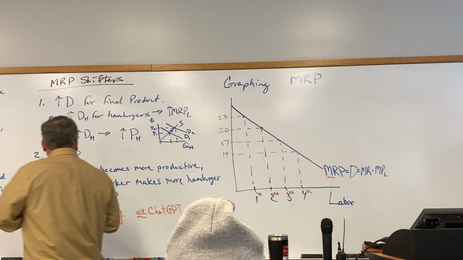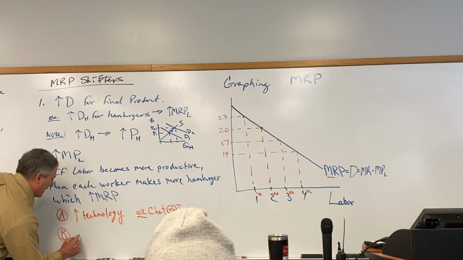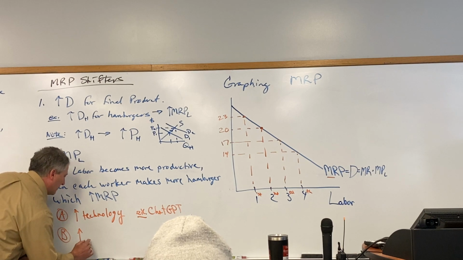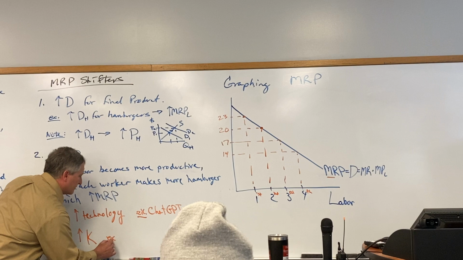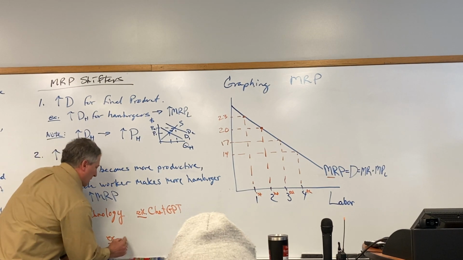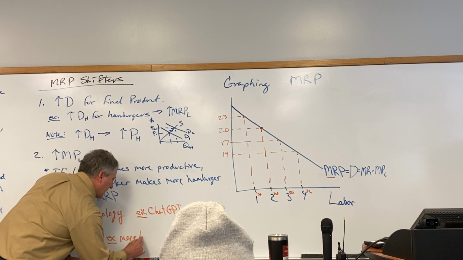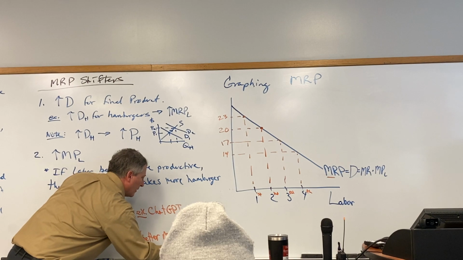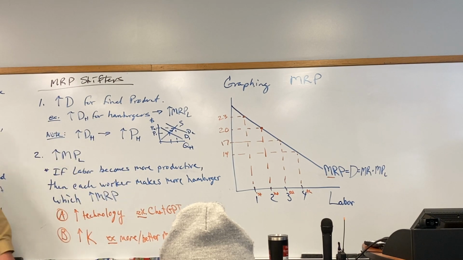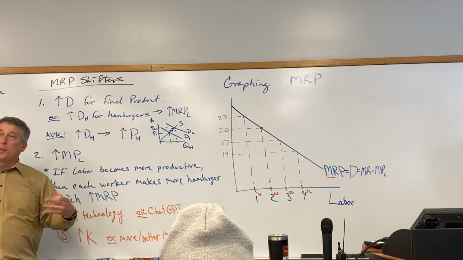All right, so B could be kind of similar, by the way, an increase in capital. So more or better machines, which might just be the computer, the laptop, the cell phone, whatever it is, could again make that person more productive.